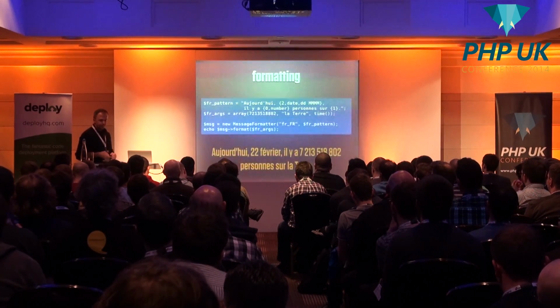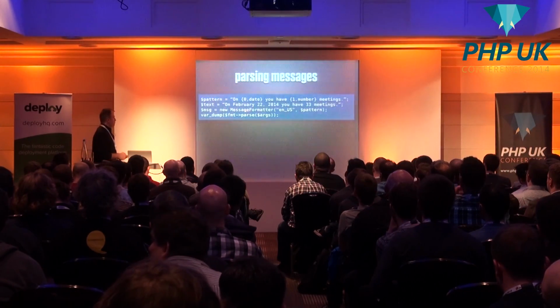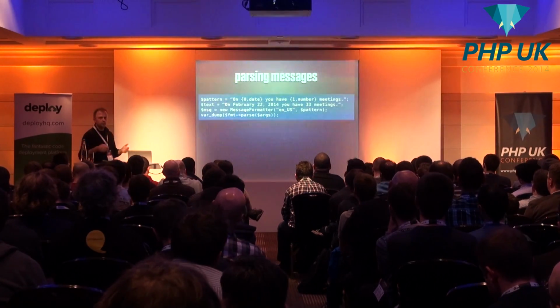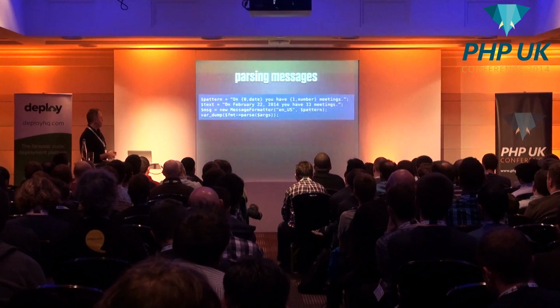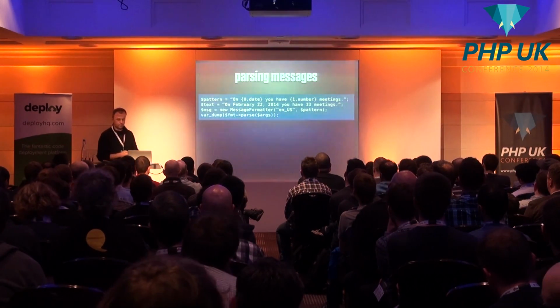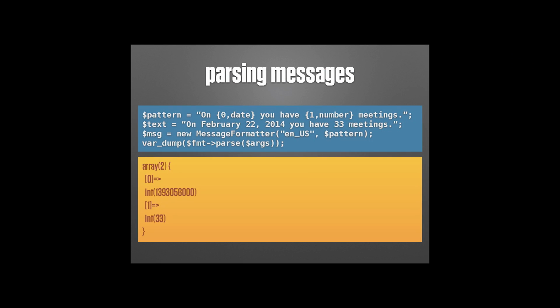All right. And you can also parse messages. So let's say you have the same pattern as before, and then you have the text that we generated, or you received it from somewhere or whatever. If you just say parse, and I realize that should say text instead of arguments, so I'll have to fix that, then it'll give you back an array with the timestamp, which is what it parsed this date into, and the number that it parsed from there as well. So this is really cool too.